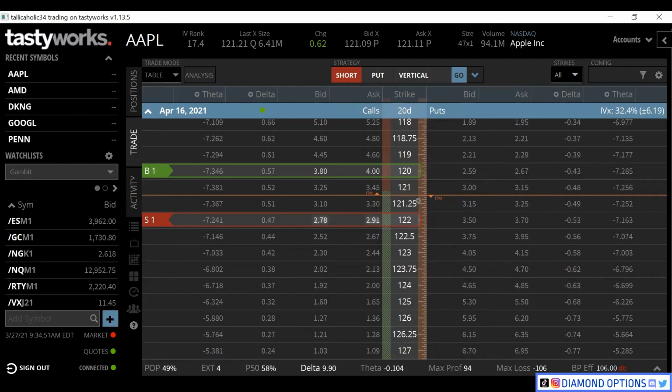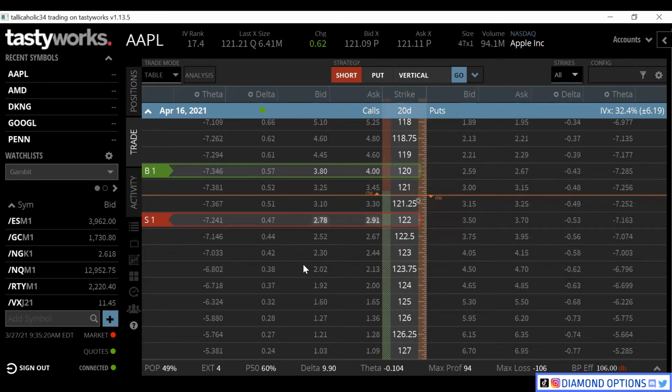And our delta exposure to the long side got drastically reduced as well. So as before, where were we? We were right around 56. So every dollar move that Apple made, our option's price would change by $56. Here, it's only going to be $9 now. And what else we did is that our probability of profit increased.